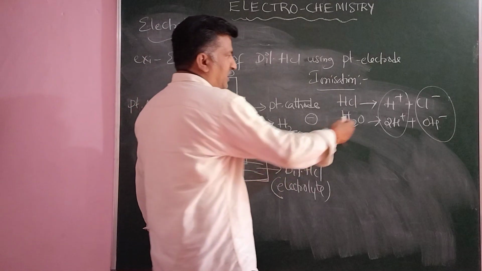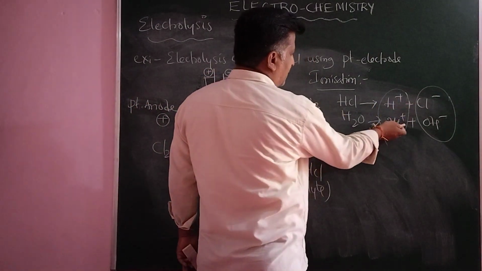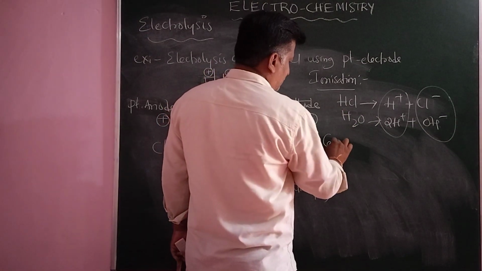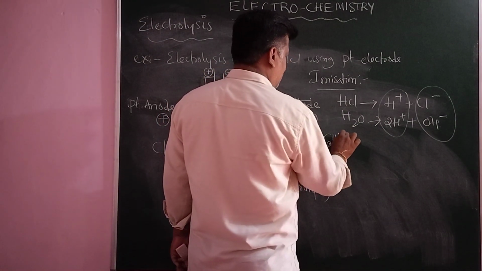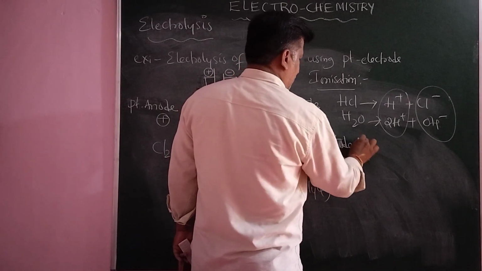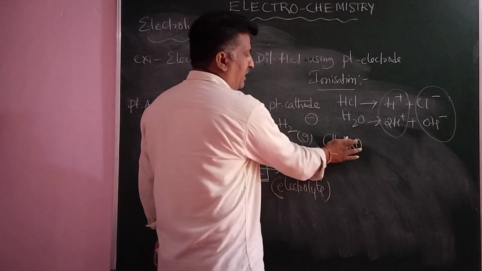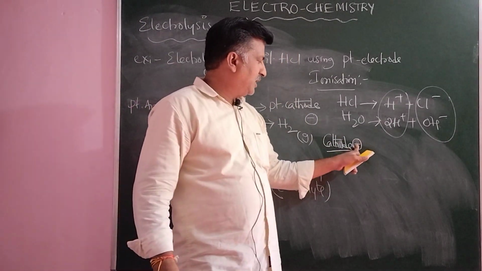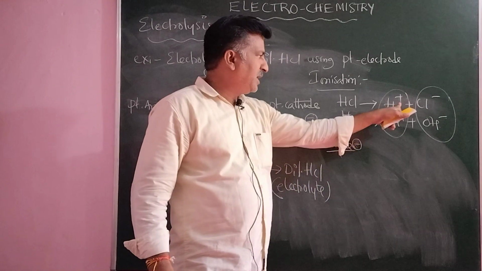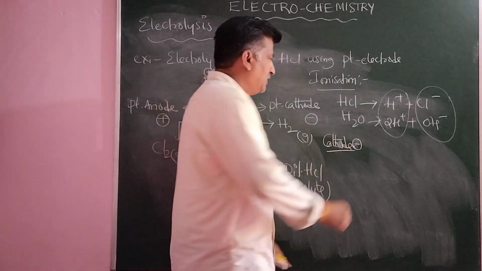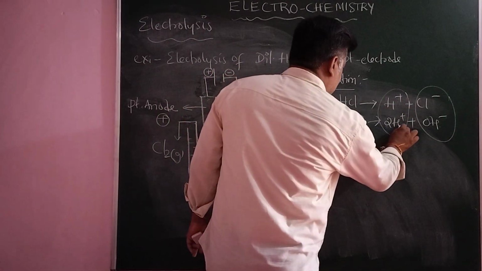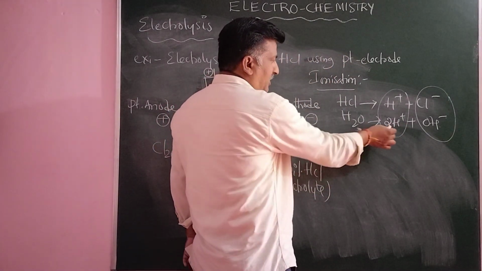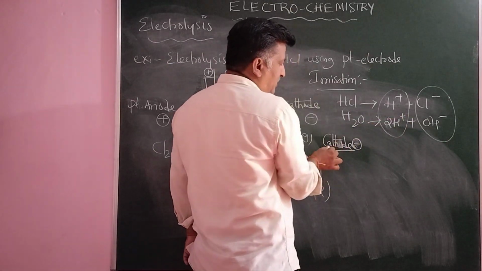Since the cations are similar, the cations reach the cathode. The cathode is having a negative charge, and the cathode having negative charge attracts the cations having positive charge. So the cations get discharged at the cathode.